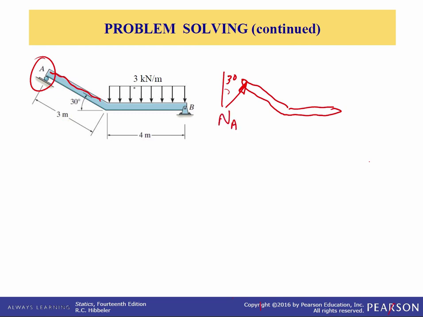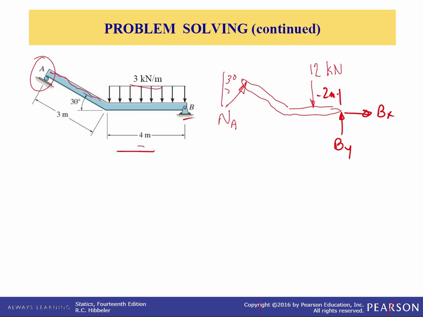And then we have the distributed load, 3 kilonewtons per meter over 4 meters. 4 times 3 is 12. So the resultant of that distributed load is 12 kilonewtons. And it's in the center of the beam, so it's 2 meters away here. And then finally we have the pin at B, and it's a pin, so it has reaction forces B sub y and B sub x.